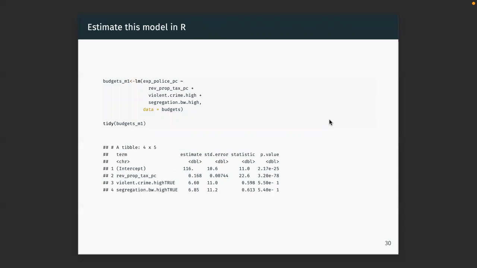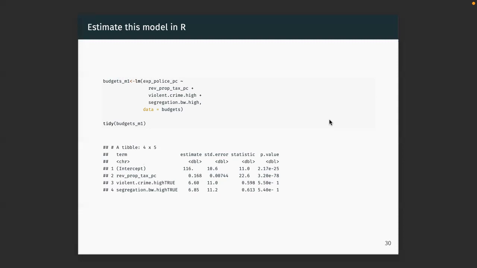We're saying for every $1 increase in property taxes, we expect to see a 17-cent increase in police spending per capita. We're saying when violent crime is high, we expect to see about $6.60 more spending on police per person. And when segregation is high, we expect to see about $6.80 more spent on police per person. Sorry, per person is our outcome. Okay, so those are pretty easy to interpret, right? Those betas. Everyone clear on how we interpret those? Feeling okay about that? Questions about interpreting any of these?